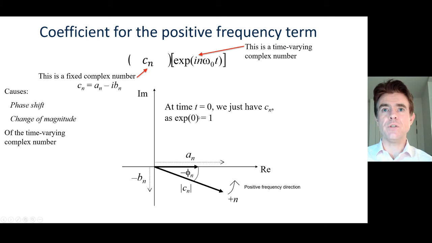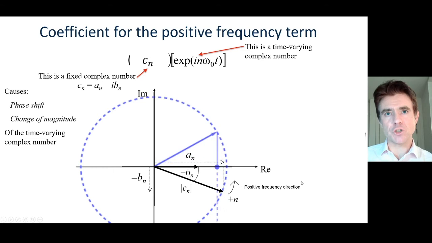So you can see, again, I'm pointing out at time t equals 0, we just have Cn as that is equal to 1. And so Cn is just an minus i bn, giving us that point on the complex plane. Now, as we let the phasor do its stuff, in other words, as we let time unfold, then that is going to progress in that anti-clockwise direction, which we'll see in a second.